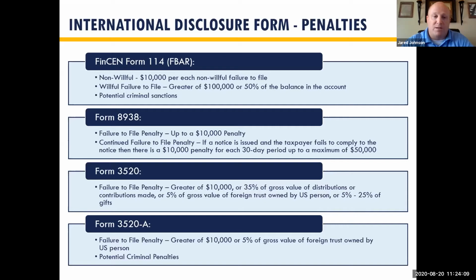So the FBAR is the big one here. Again, the most common. So you can see that a non-willful filer of an FBAR could be penalized $10,000 per account per year for failure to file. If they're willful, these penalties go up substantially, the greater of $100,000 or 50% of the account balance. And there's potential criminal sanctions for failure to file this form.